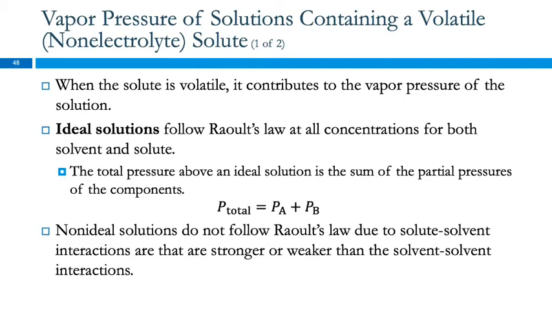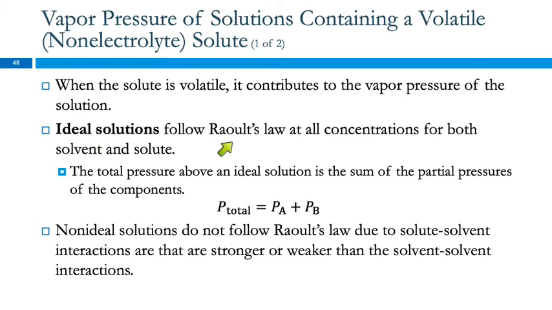So we were talking about something like sodium chloride in water, where the sodium chloride doesn't evaporate. What if we've got something that does evaporate as our solute, like alcohol or acetone? Now we've got the solute evaporating and the solvent evaporating. Then things are a little bit different. So we can talk about an ideal solution.